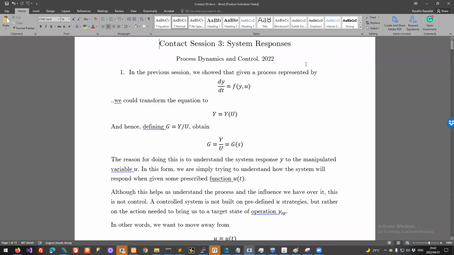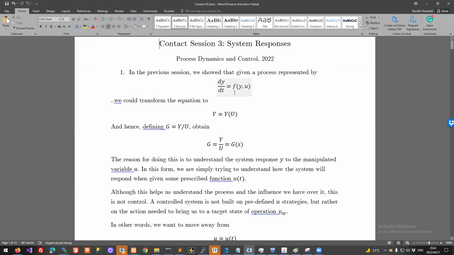Hello and welcome to this session where we'll be reviewing system responses, so the response by the system to an applied change. So we are trying to understand the relationship between our state variable y and our manipulated variable u.